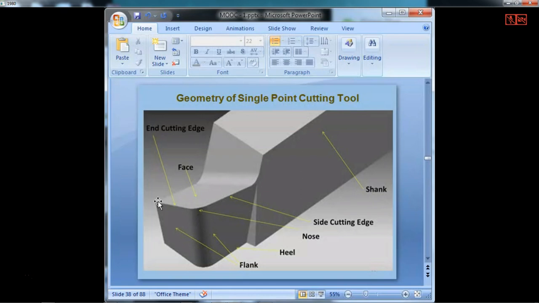So thus this is the cutting edge and a nose radius is here, and this is called as the side cutting edge, and this is the end cutting edge, and the nose, which is the cutting point. Then this part of it, the bottom side, is called as the heel. So remember this terminology: shank, then face, then flank, then we have end cutting edge and side cutting edge, and then we have the nose.